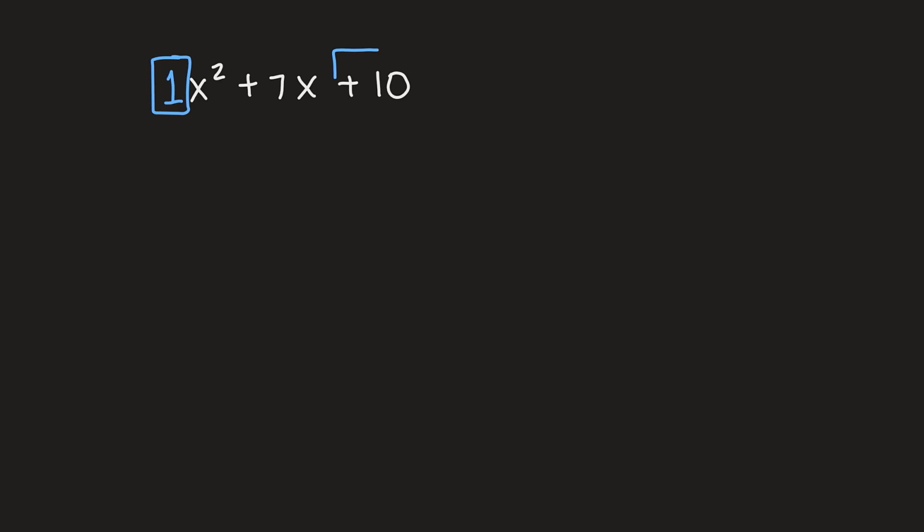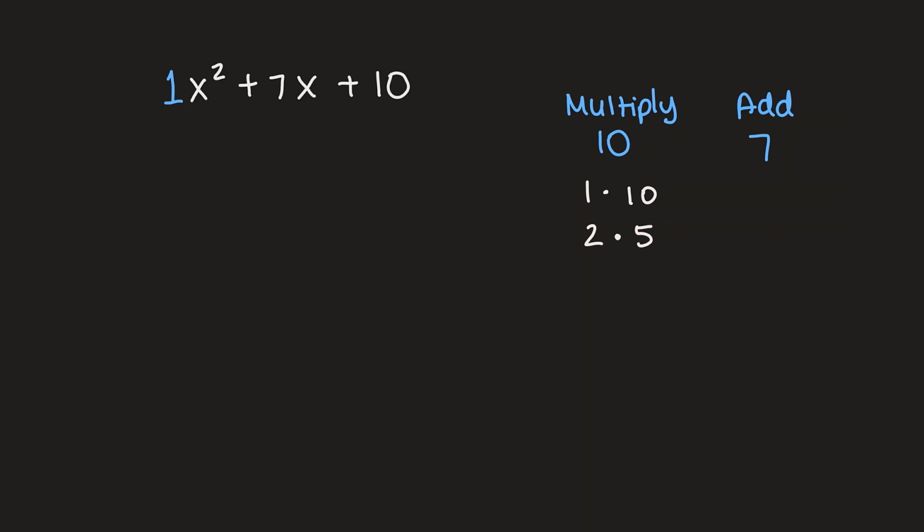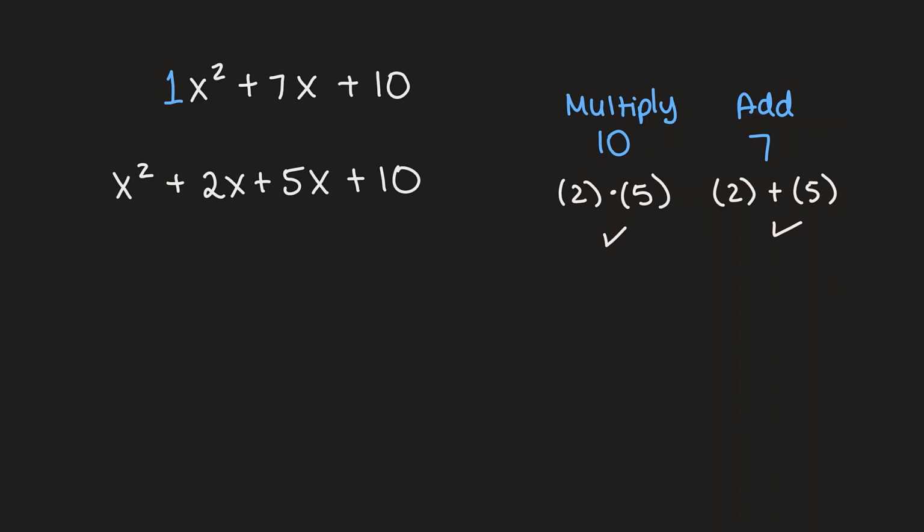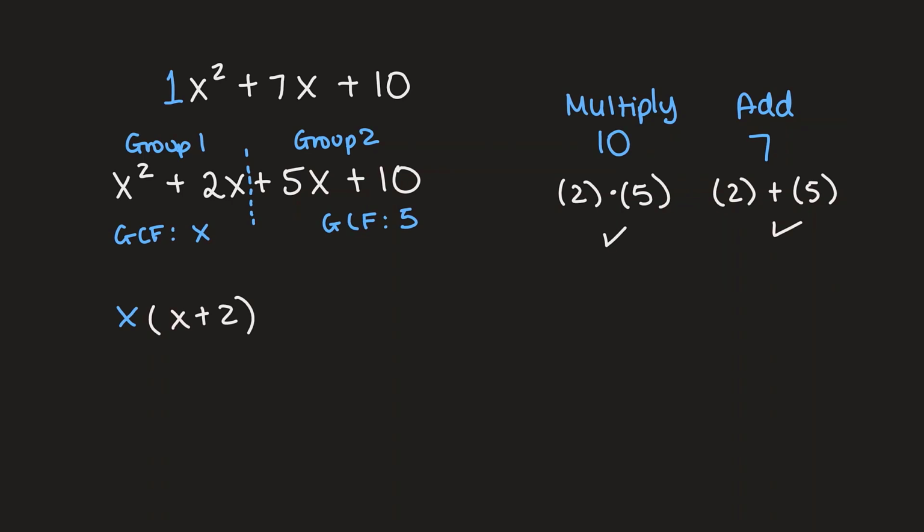First, we multiply 1 times 10, which is 10. And now we have to find two numbers that multiply to 10 and add to 7. So we list out factors of 10, and it looks like 2 times 5 will be the correct combination. So we break up the middle term, 7x, with these two numbers. Then we split the polynomial into two groups and factor out the GCF from each group. And our factored form of the polynomial is x plus 2 times x plus 5.